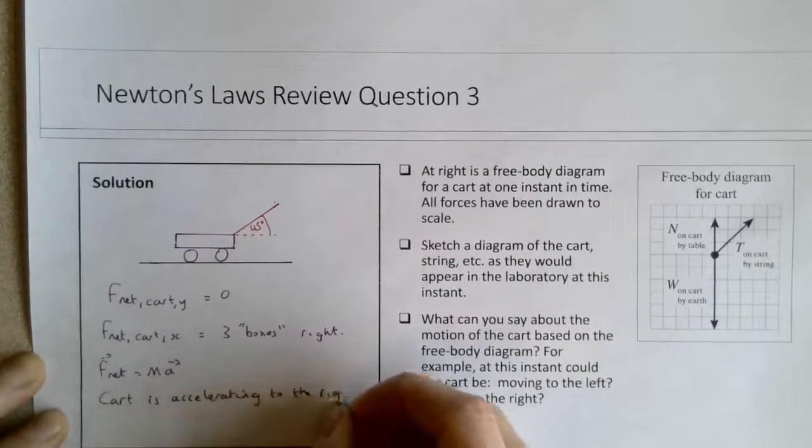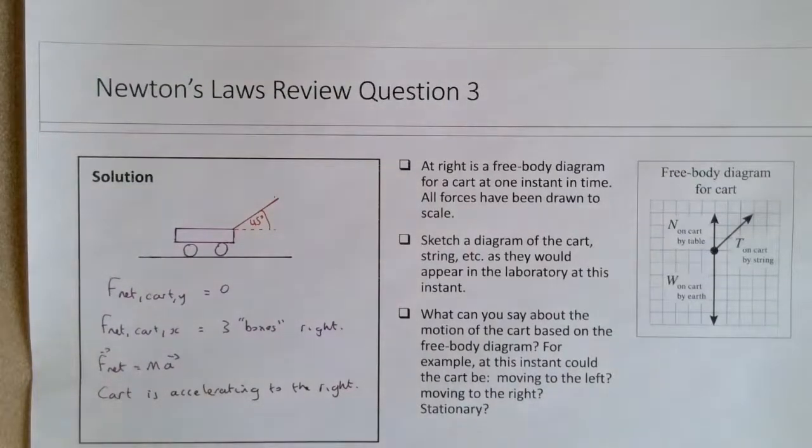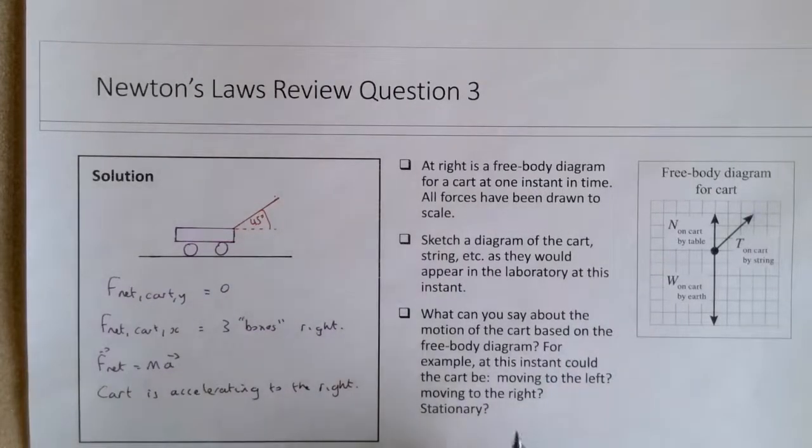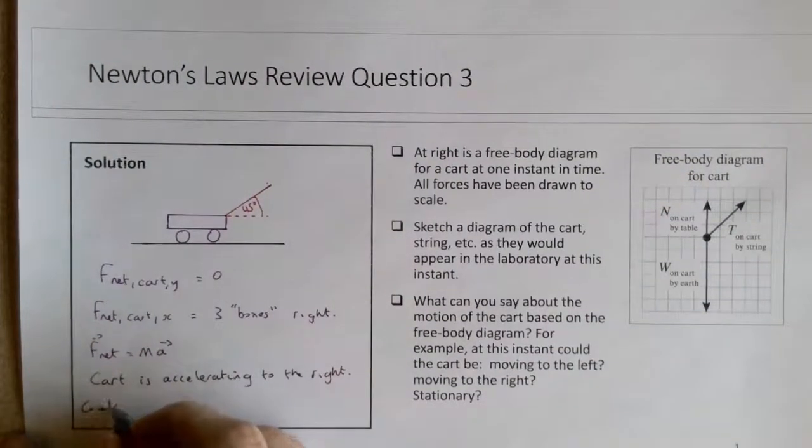but note again that the acceleration does not tell us anything about the actual velocity. It only tells us about how the velocity is changing. So the cart could be moving to the left and accelerating to the right. So this is a valid answer. The cart could be moving to the right and speeding up, or it could be stationary and have an instantaneous acceleration to the right. But the only thing that we can definitively state is that the cart is accelerating to the right.